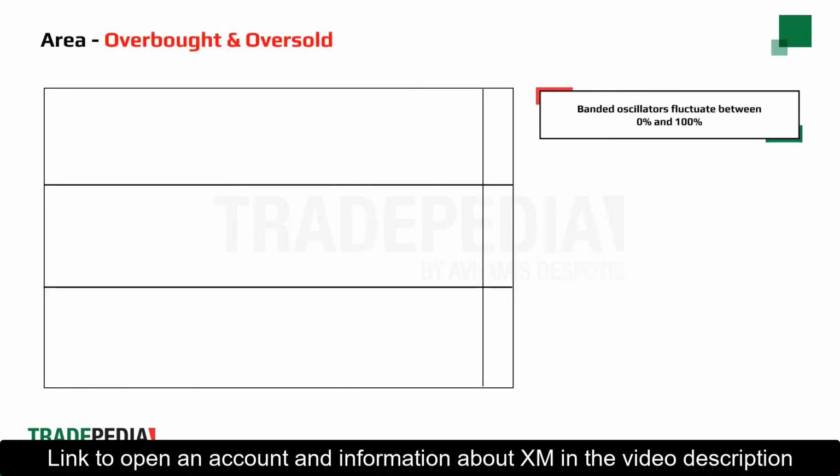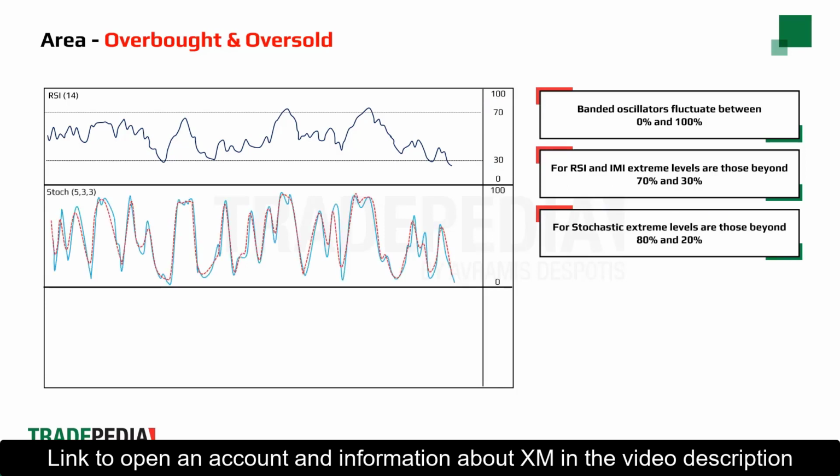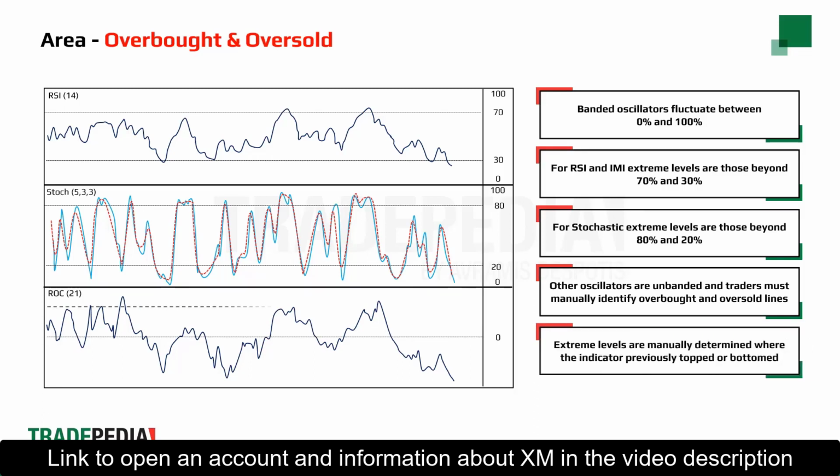Banded oscillators fluctuate between 0% and 100%. For RSI and IMI, extreme levels are those beyond 70% and 30%. For stochastic, extreme levels are those beyond 80% and 20%. Other oscillators like ROC or MACD are unbanded, meaning they have no minimum and maximum values, and traders must manually identify overbought and oversold lines. Extreme levels are manually determined and marked where the indicator shows a cluster of previous tops or bottoms.